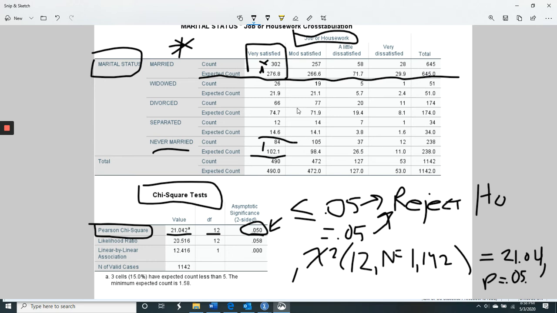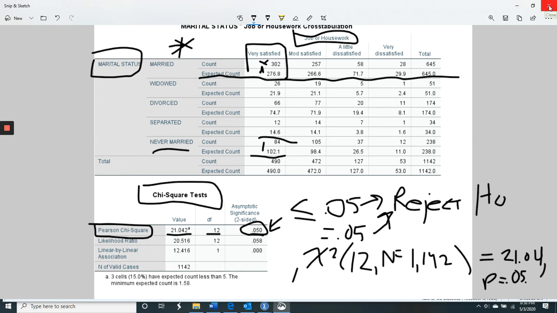So if I was to write this up, looking at the observed versus expected, what stands out to me is that there's more married people who are very satisfied with their job or doing housework, if that's a homemaker, than we expected. And conversely, there's fewer never married people who are very satisfied with their job / doing housework than we expected.